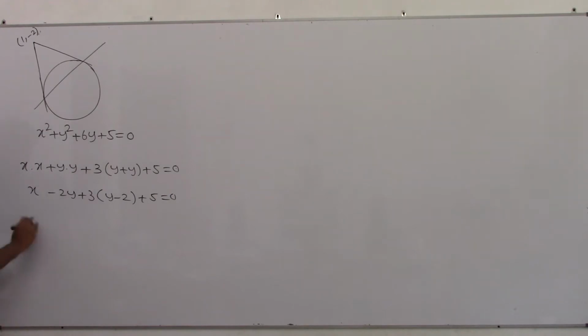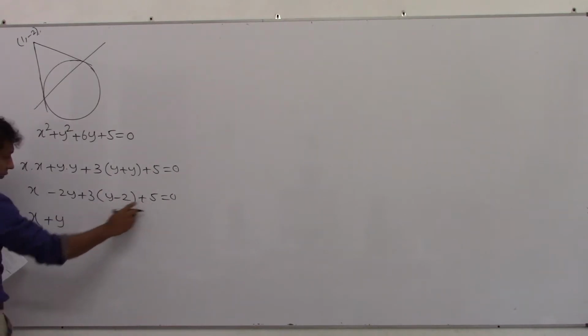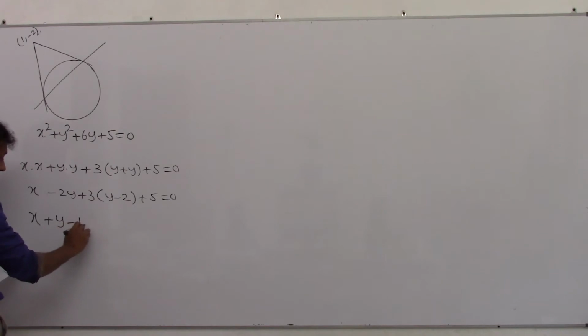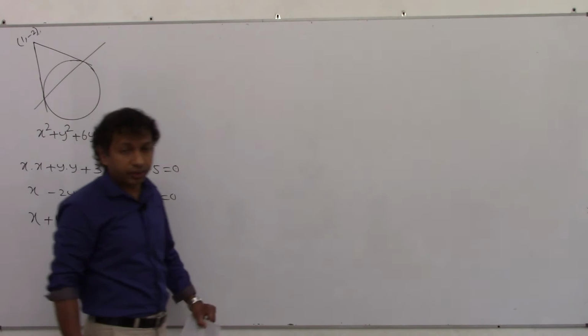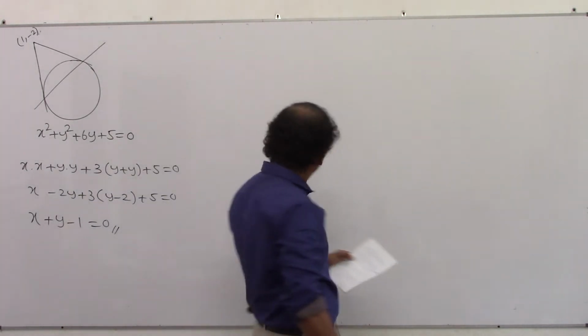Then we can simplify this. Here x, here 3y, here minus 2y, it's equal to y. Here minus 6 and plus 5, it's minus 1 equals 0. This is the equation of the chord of contact. Another one is given.